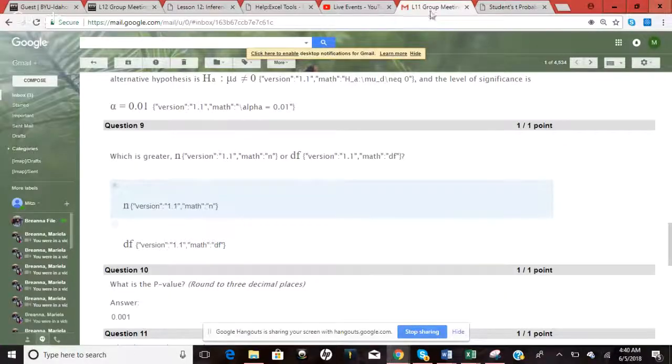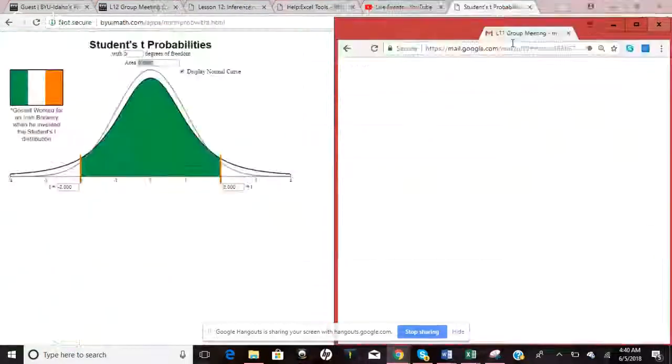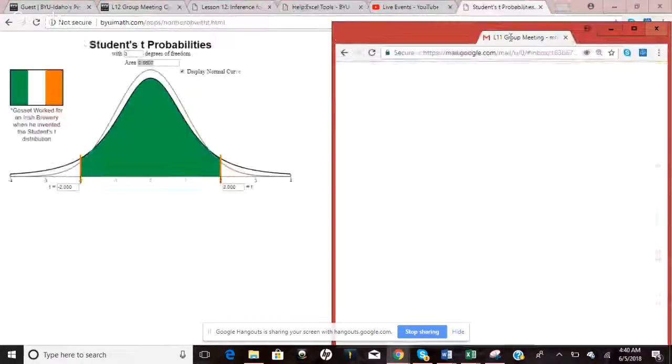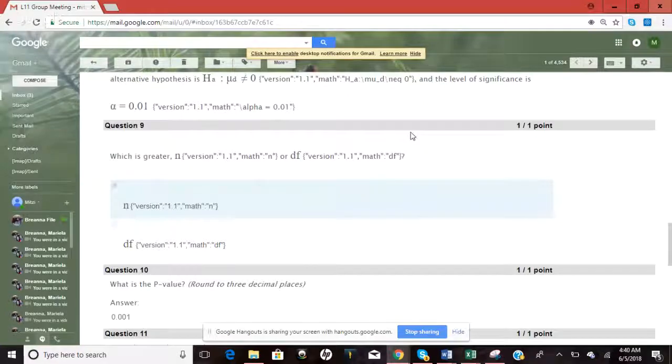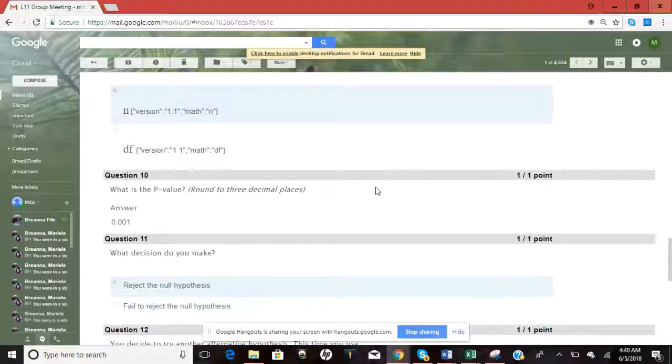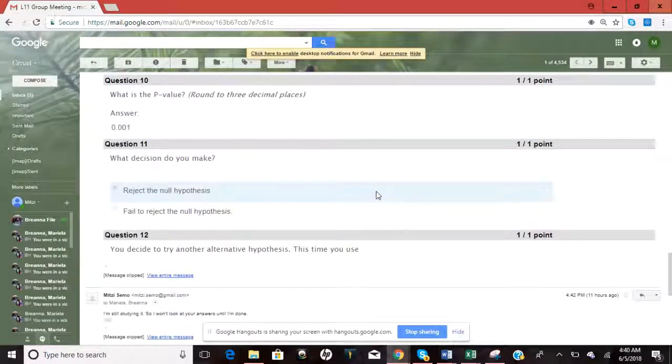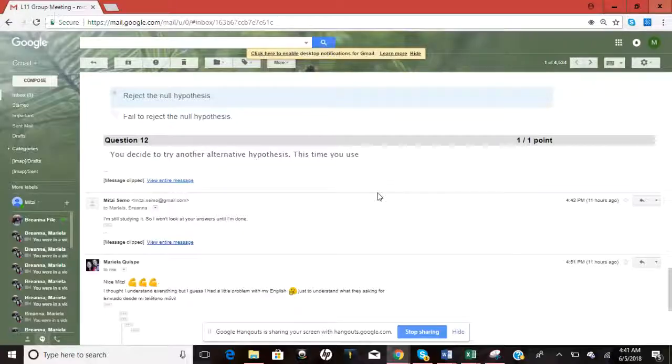And then for the next one, she has the first one. Yep, that's what we had. But she's got it right. Okay, and then 0.001, that's what we have. And then we said reject the null for 11. Yep, that's right.